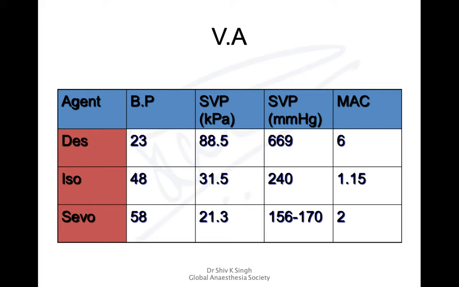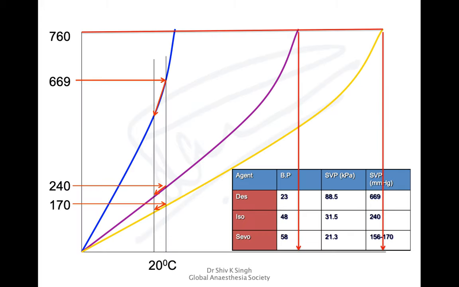It makes no sense, but the answer actually lies in the fact that desflurane is less potent than isoflurane and sevoflurane. And this we will see with these diagrams. Okay. So the ambient temperature in the operation theater is around 18 to 20 degrees. So all of them are calibrated at this point.